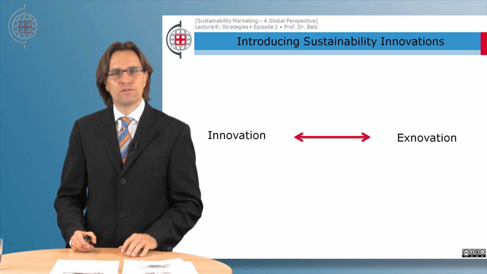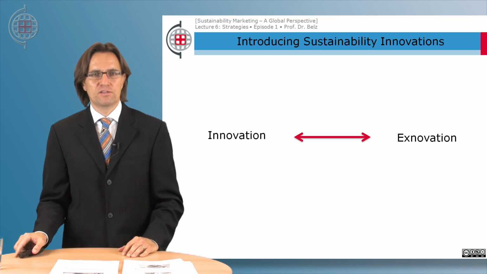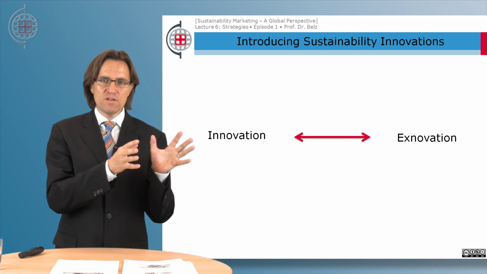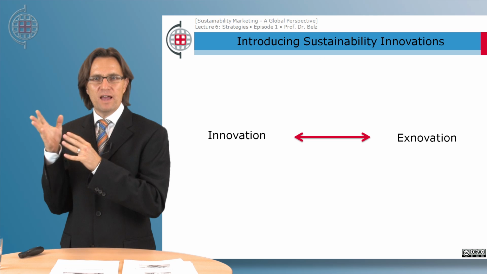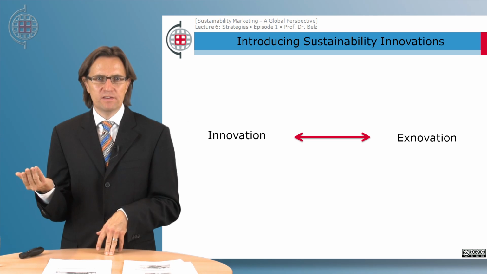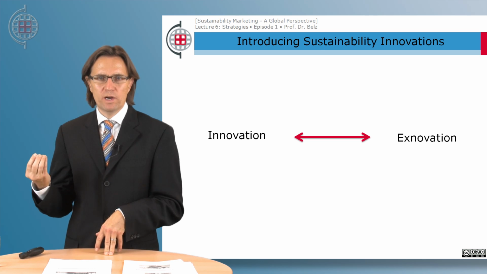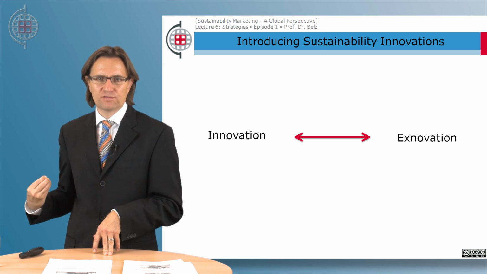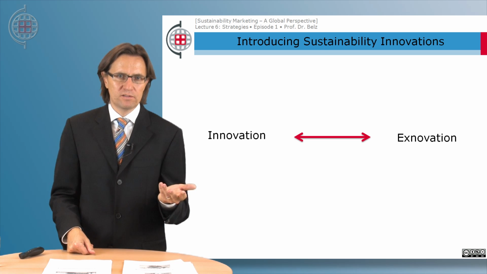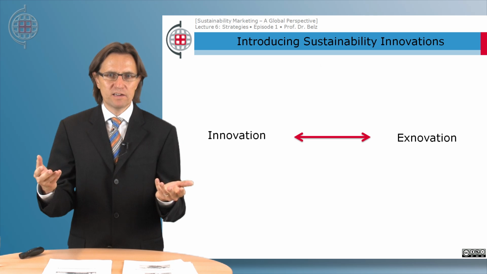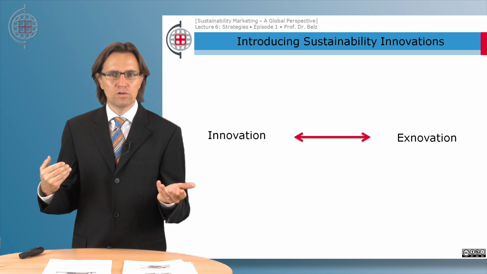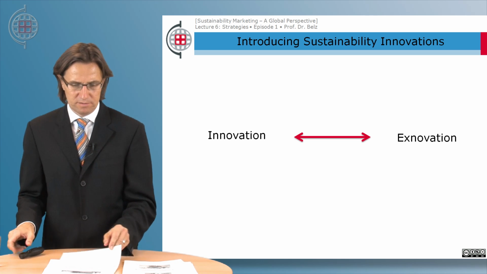When you introduce new sustainable products and services, we talk about innovation. The opposite of innovation is exnovation. What does that mean? It means to take away some products from the market. So if you introduce new sustainable products, you should at the same pace try to take away old products from the market.